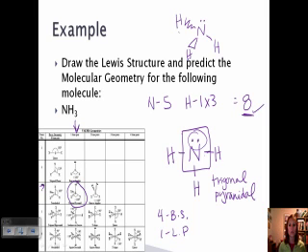We're going to do some work with 3D structures because I always have a hard time visualizing this. But basically you've got a triangle-shaped pyramid on the bottom with the nitrogen on top.